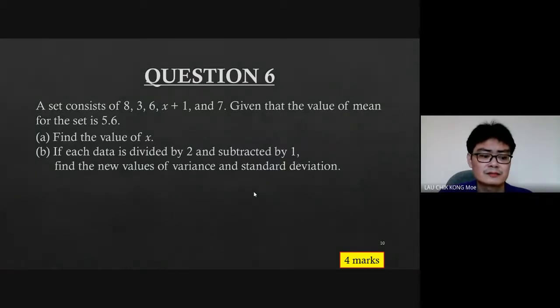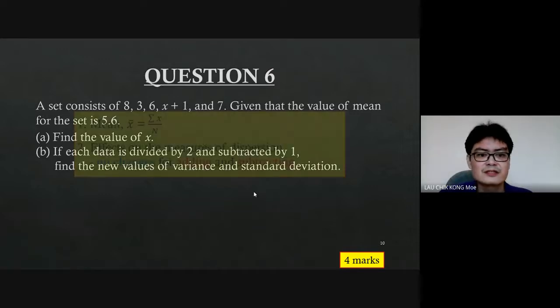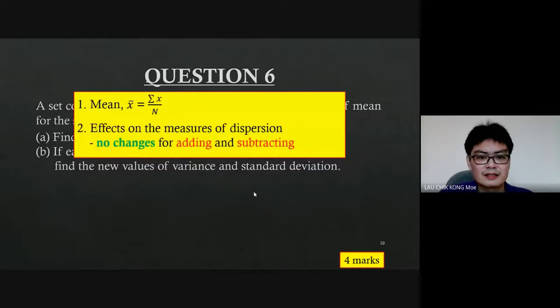And question number 6 is about measures of dispersion, sukatan serakan: mean, variance, and standard deviation. For the mean, x bar equals the sum of x divided by N. This is a formula. And part of it is about the effect on the measures of dispersion. Normally, addition and subtraction do not cause any changes, except multiplication or division. Later on you will discuss.